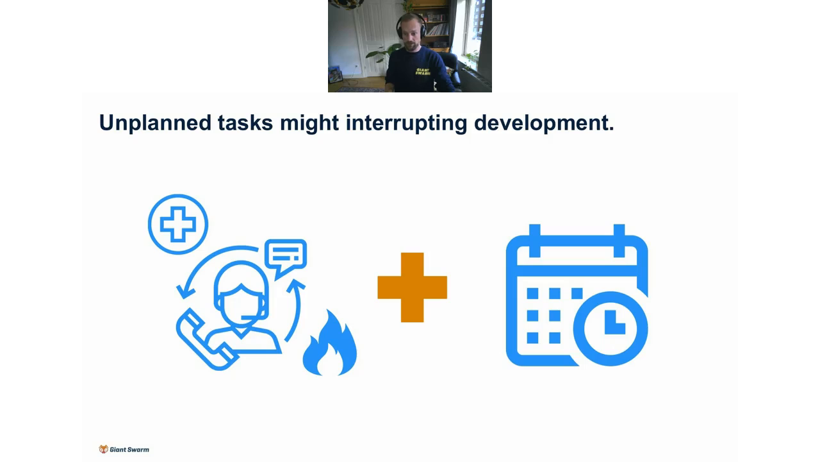Then, unplanned tasks might interrupt development. This happens because the platform team is always having incidents, issues, or questions. You have a project you want to do, or new features you want to release, but they always get interrupted by unplanned tasks. This can also be handled by stakeholder management and clear communication between the teams.